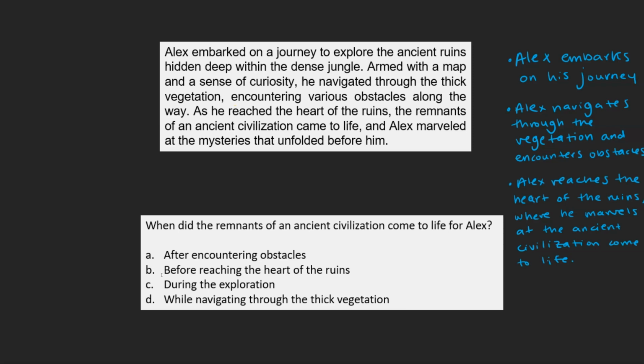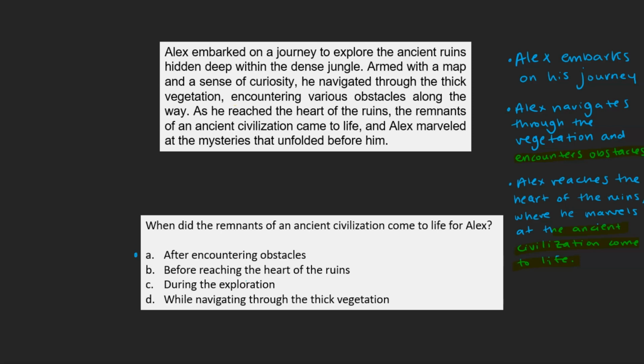Now that we have a bare-bones account of what happened, let's return to our question. When did the remnants of an ancient civilization come to life for Alex? Keeping our timeline in mind, let's take another look at our choices. A. After encountering obstacles. Based on our timeline, we can see that this is accurate. Our timeline clearly states that Alex encounters obstacles before the ancient civilization came to life. Because this option is suggesting that the civilization came to life after encountering obstacles, this is likely our final answer, but we'll go on just in case.